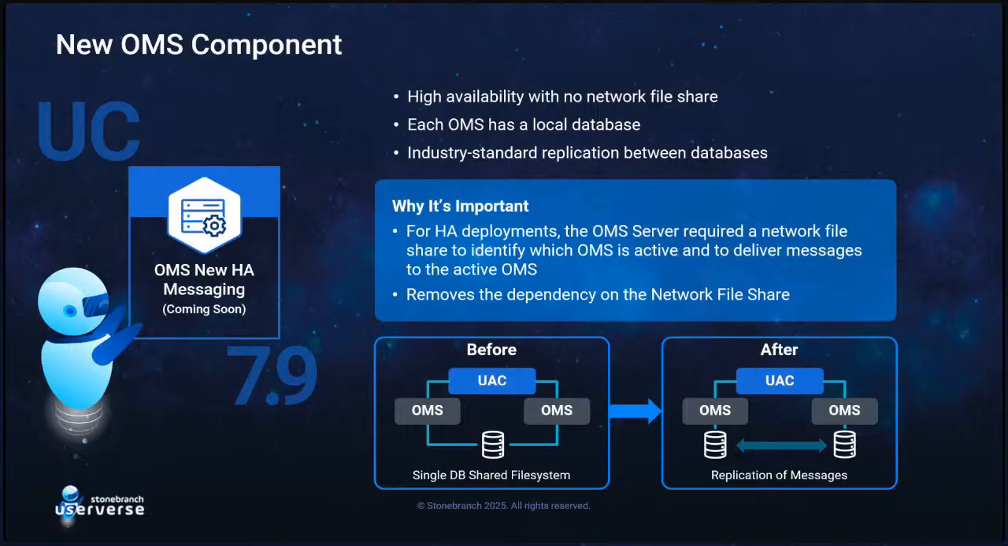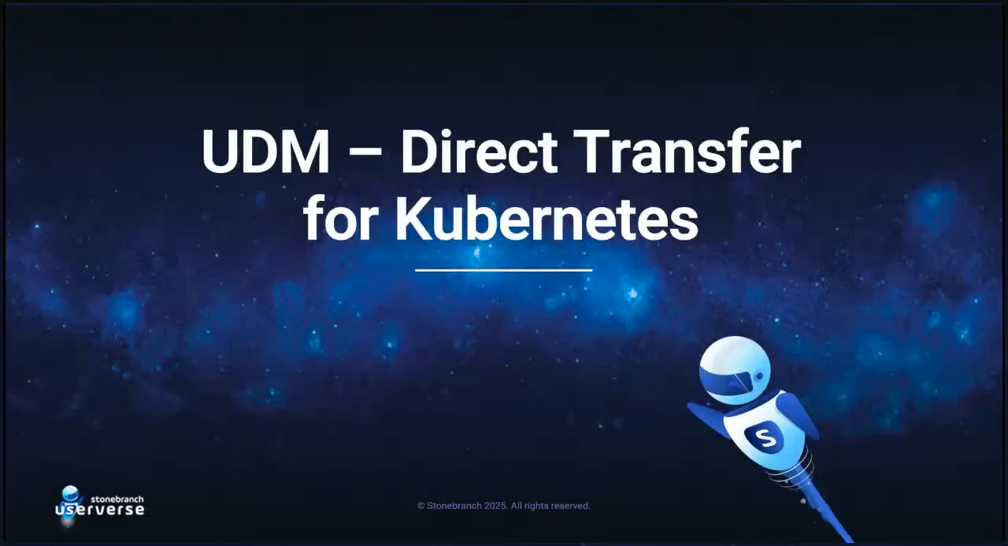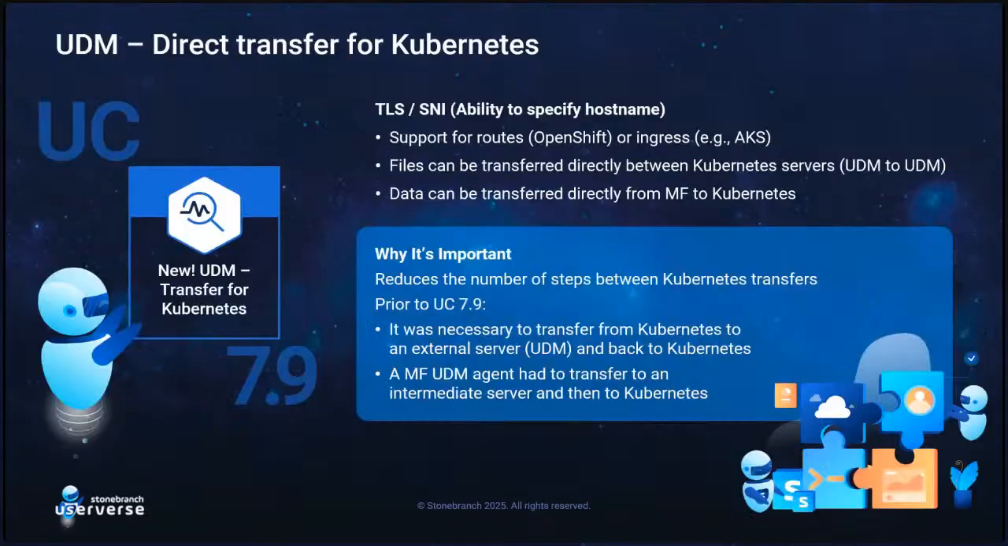So next slide, please. And let's advance one. So we introduced a UDM enhancement in 7.9 that means the UDM transfers operate more seamlessly in the world of containers. We added SNI support, which is server name indication, which is basically the ability to specify the host name of the server. So why is this important?